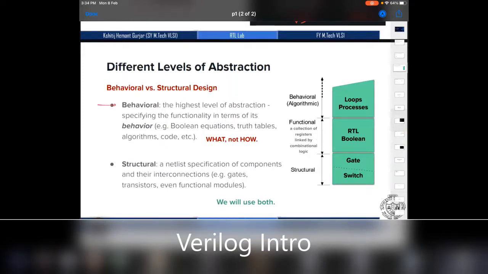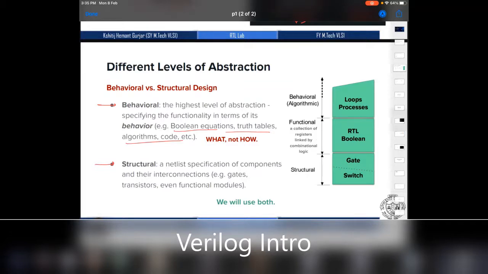So there are two approaches, behavioral and structural. In behavioral, you use Boolean equations, truth tables, and algorithm codes to code into your Verilog. This is the highest abstraction level, specifying the functionality in terms of behavior, like the Boolean equation of a full adder, sum or carry. You use those equations and code them into Verilog, and then we can generate its RTL.